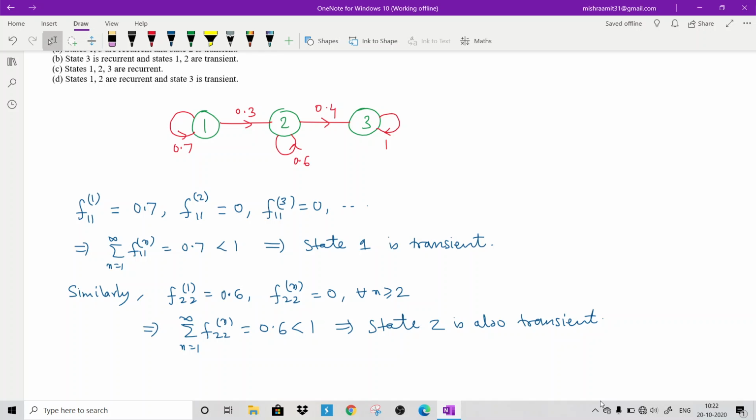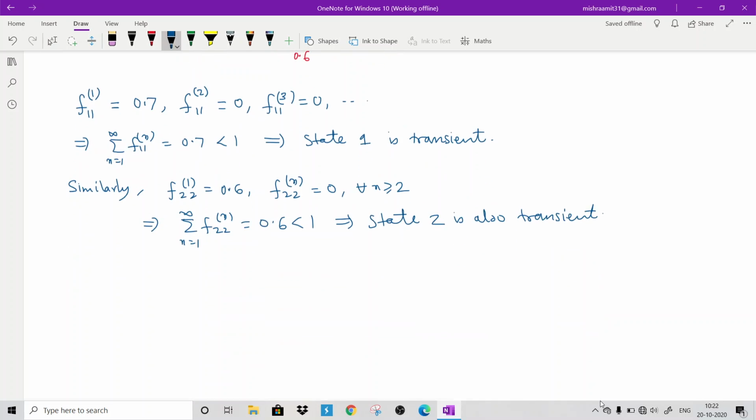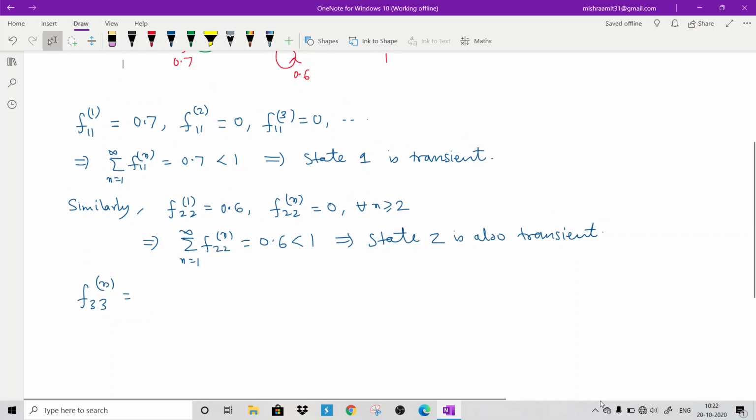Now we will focus upon state 3. So what is F33 n? You can easily see from 3 to 3 there is only a single path.